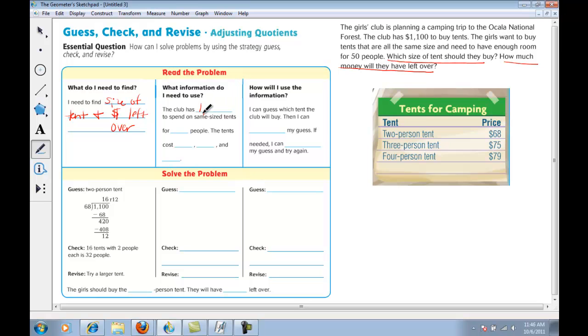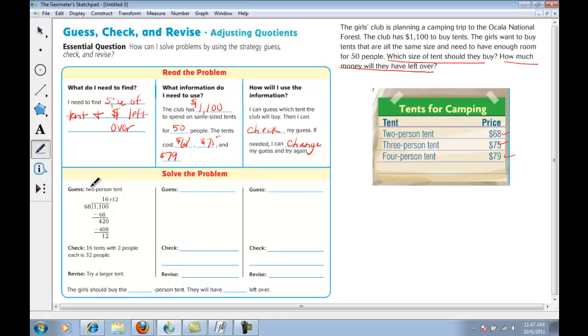What information do I need to use? Well, I know that the club has $1,100 to spend on same-size tents for 50 people. The tents cost $68, $75, and $79. So how am I going to use this information? I can guess which tent the club will buy. Then I can check my guess. And if needed, I can change my guess and try again. So let's solve the problem.